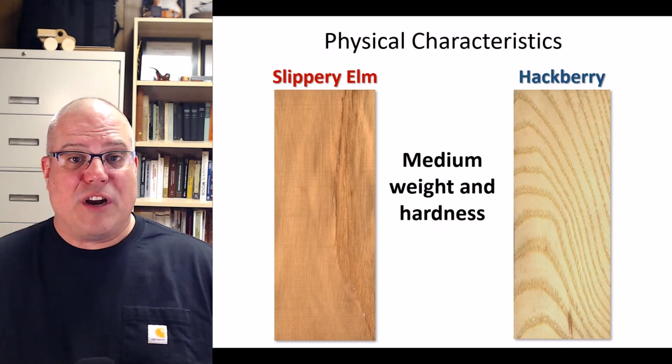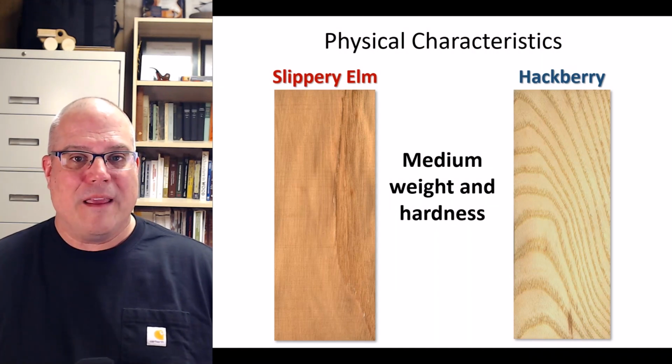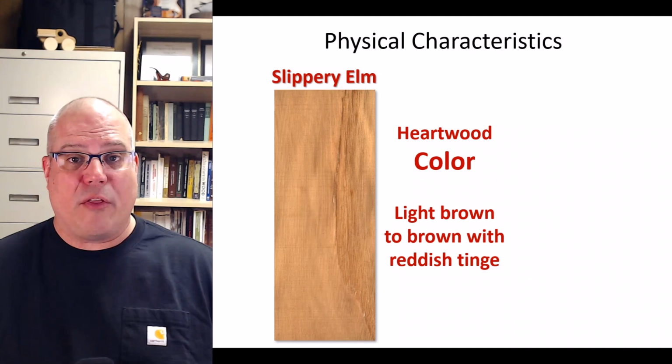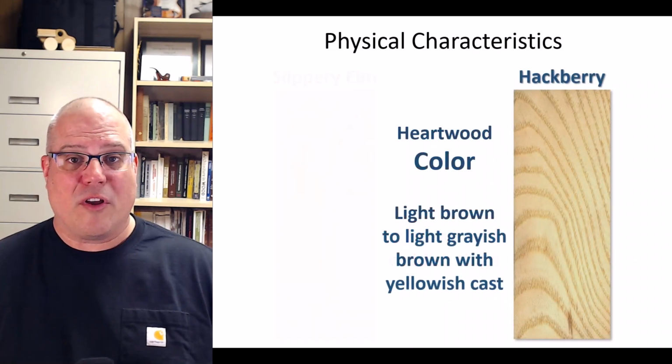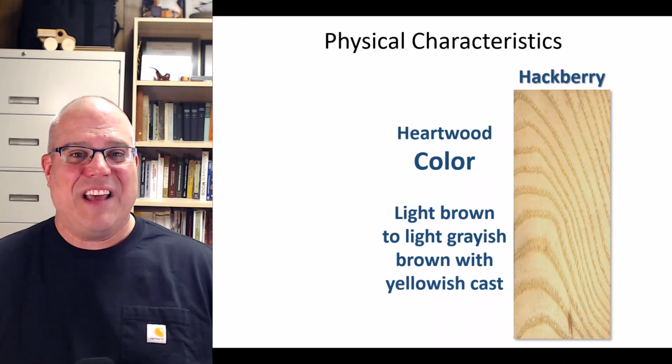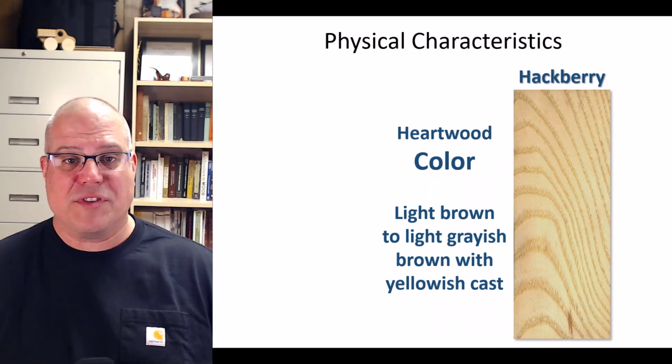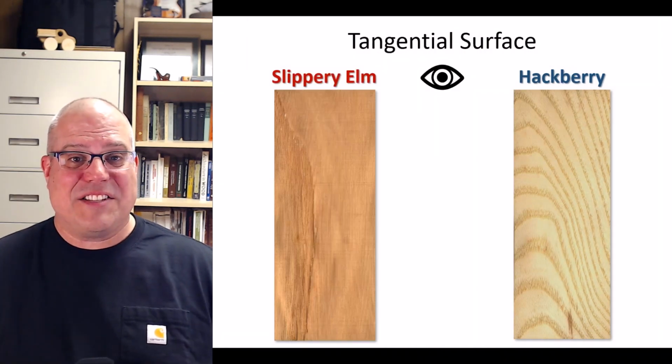We'll start with a shared physical characteristic. Both woods are of medium weight and hardness, just like other soft elms. Moving on to color, the heartwood of slippery elm is similar to the other elms, light brown to brown with a reddish tinge, while the color of hackberry is light brown to grayish brown with a yellow cast. This color difference is the main way to distinguish slippery elm from hackberry without a microscope. Next, let's look at some anatomy.